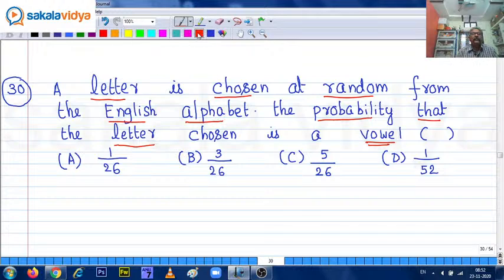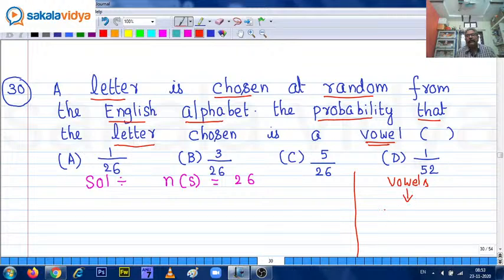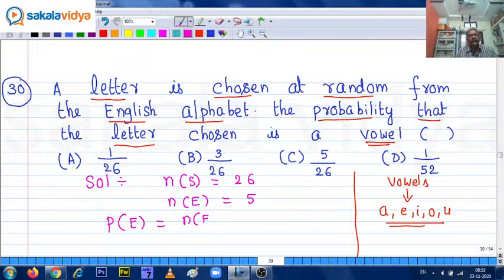Okay. So now here, a letter is chosen at random from the English alphabet. In the English alphabet, how many letters are there? We know that 26 letters are there. So n of s is equal to 26. Out of them, how many vowels are there? Vowels are A, E, I, O, U. So out of 26 there are 5 vowels. So n of E equals 5. So P of E equals n of E upon n of S, that is 5 upon 26. So what is the right answer now? Yes, C is the right option.